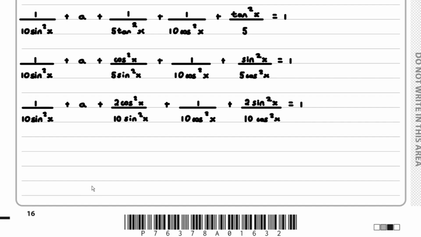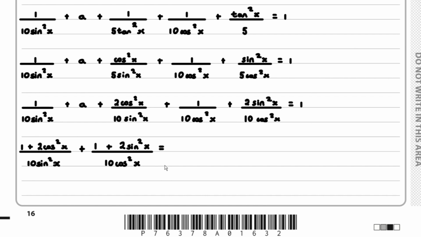So, we can group terms together with a common denominator. So we can combine this term with this term. So I've got 1 plus 2 cos squared x over 10 sine squared x. And then I've got this term being combined with this term. So I've got 1 plus 2 sine squared x over 10 cos squared x. And if I take this a over to the right hand side, we will be left with 1 subtract a.